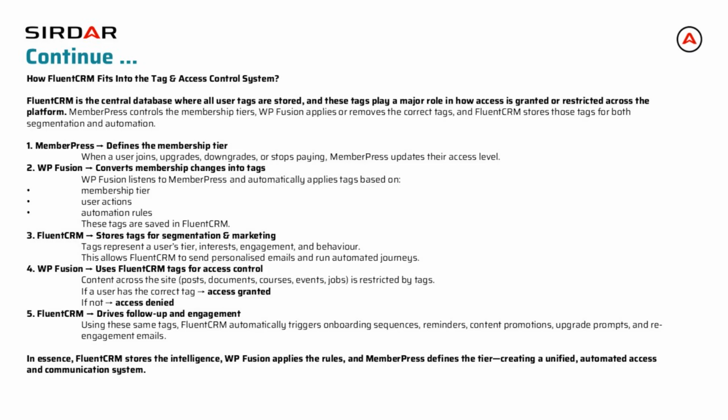WP Fusion then uses these tags to control access to posts, documents, courses, events, and jobs, granting or denying access automatically. FluentCRM uses the same tags to run personalized emails, onboarding, reminders, re-engagement, and upgrade prompts. Together, the three systems keep access and communication perfectly in sync.